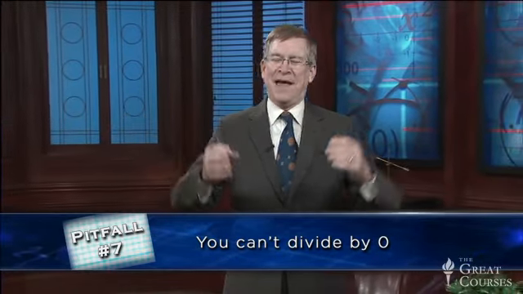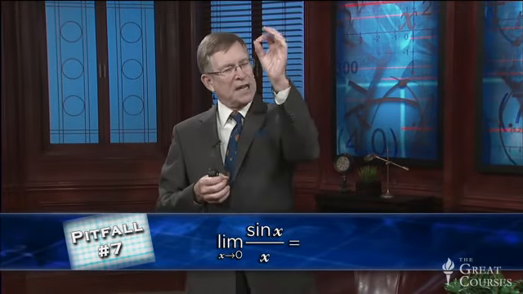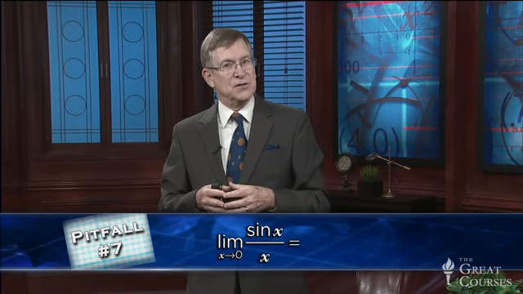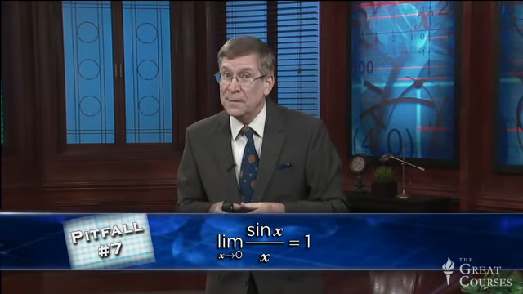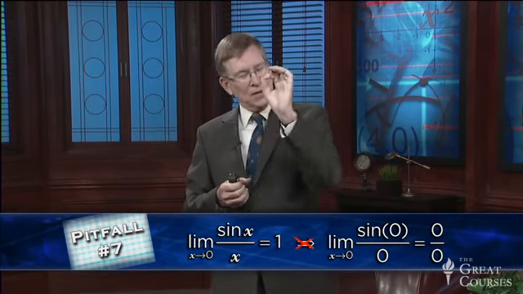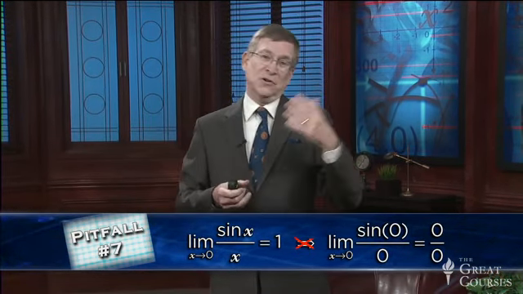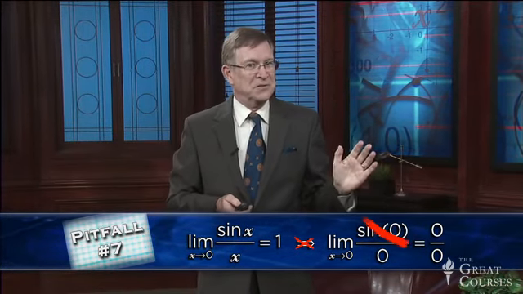Pitfall number 7. You can't divide by 0 in mathematics. You might have seen this in the famous limit of sine x over x as x tends to 0. That limit equals 1, if you remember. And notice you can't just plug in 0 because the denominator would be 0, and so the numerator, in fact. So in general, don't divide by 0 in mathematics.